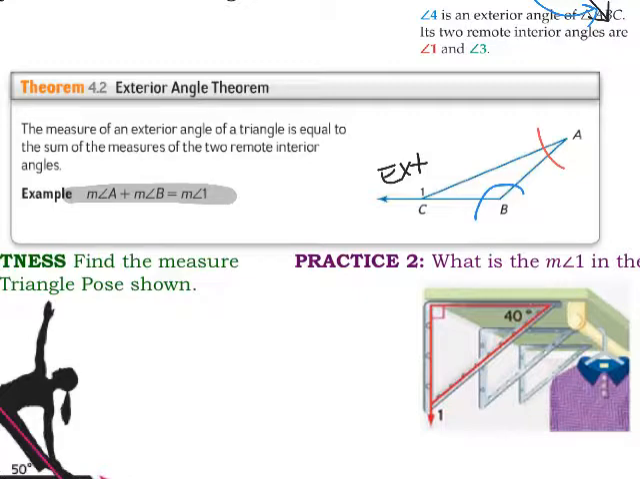Do you see how this one's right next to it? You should never be adding that one. It should always be the two furthest away equal the one on the outside.